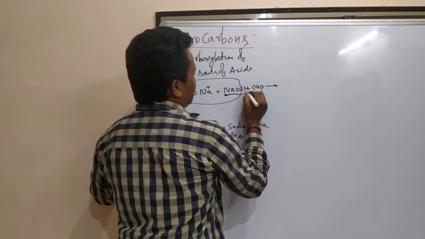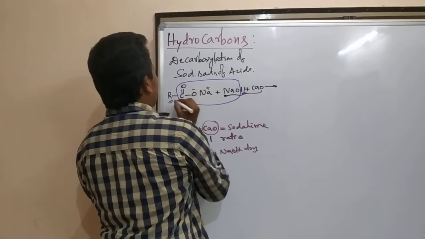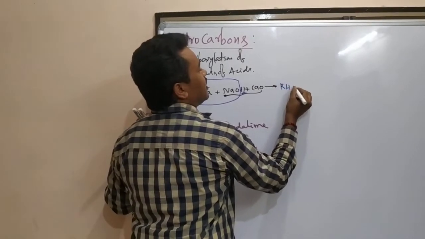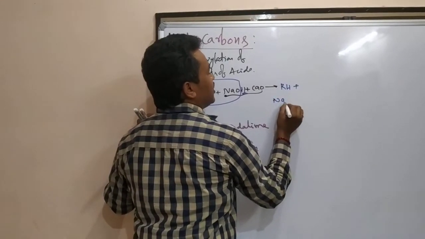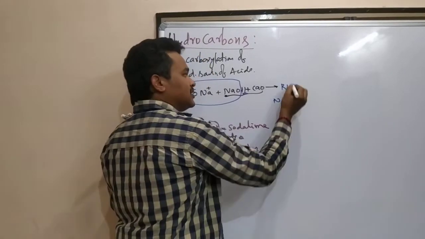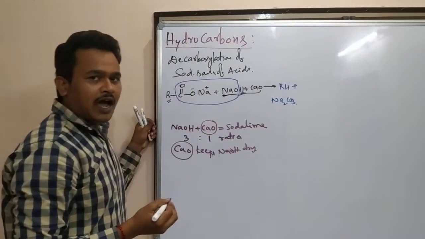What is remaining here? RH. This H and this R. RH is coming here, plus Na2CO3 coming out. Here my product is RH, which is my hydrocarbon.